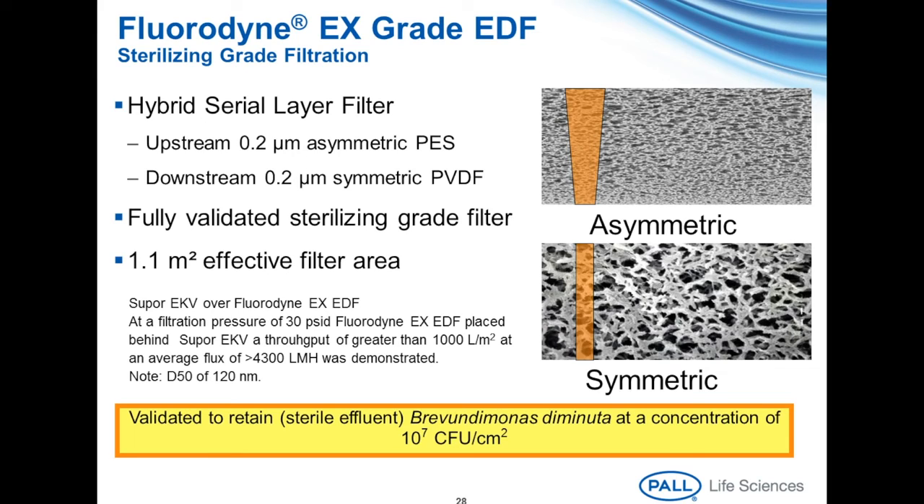Finally, an additional throughput and flux study was performed with Supor EKV placed directly over Fluoridine EX-EDF. At a filtration pressure of 30 psid, Fluoridine EX-EDF placed behind EKV generated a throughput of greater than 1,000 liters per meter squared at an average flux of 4,300 liters per meter squared. Now note, this final test was done at a D50 of 120 nanometers, but having such high numbers shows that we have a very strong economic model with this filter.